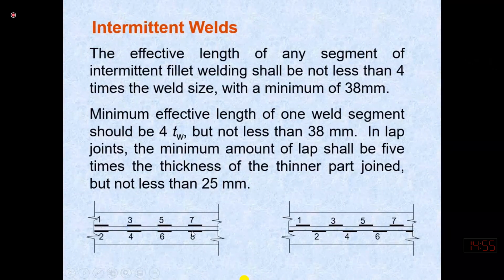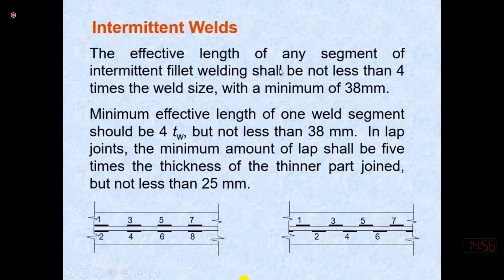Intermittent means that this is not continuous. We are providing it at certain intervals to save the electrode. So this is called the uniform intermittent weld. This is staggered. Staggered means that the welds are not uniform. So opposite a weld we are not having any weld. So they are provided in a staggering format.